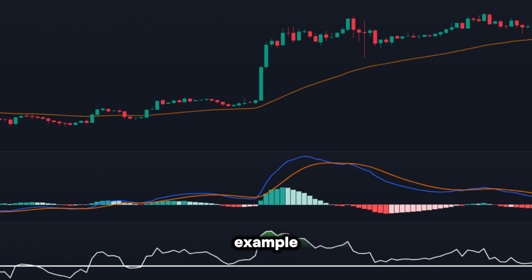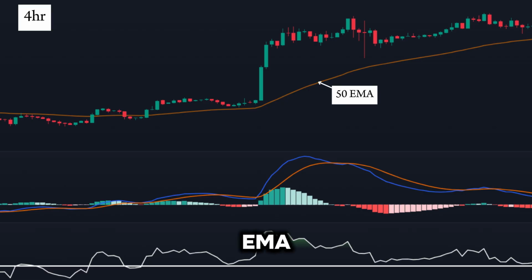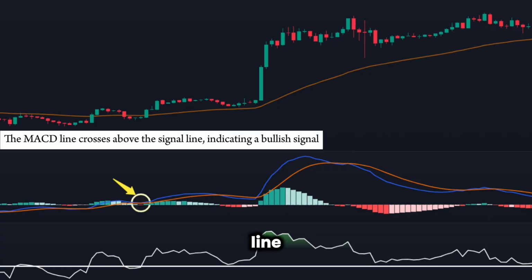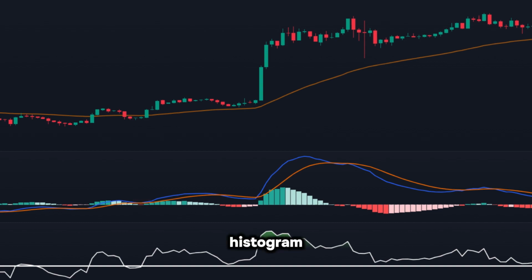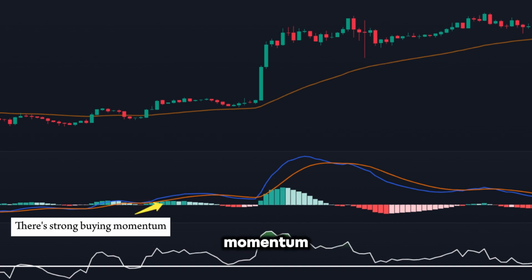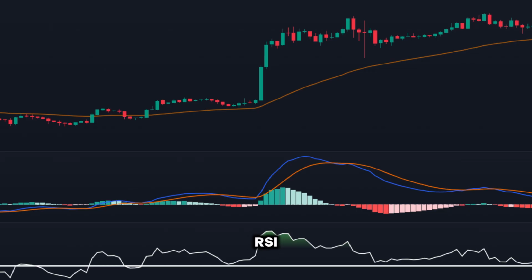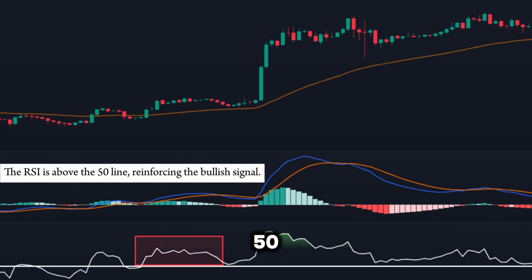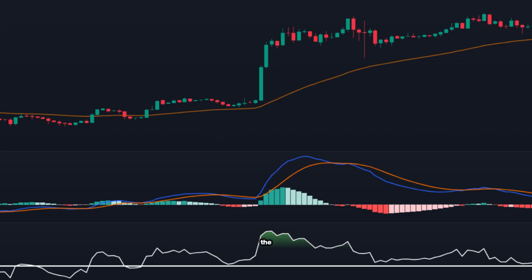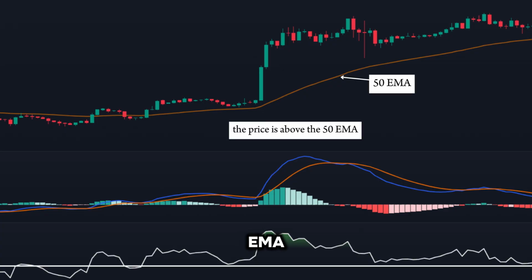Here's another example using a 4-hour chart with the 50 EMA. When analyzing a 4-hour chart, it's recommended to check the daily chart to confirm the market direction. In this case, 1. MACD. The MACD line crosses above the signal line, indicating a bullish signal. 2. Histogram. High buying momentum is confirmed. 3. RSI. The RSI is above the 50 line, reinforcing the bullish signal. 4. EMA. The price is above the 50 EMA.